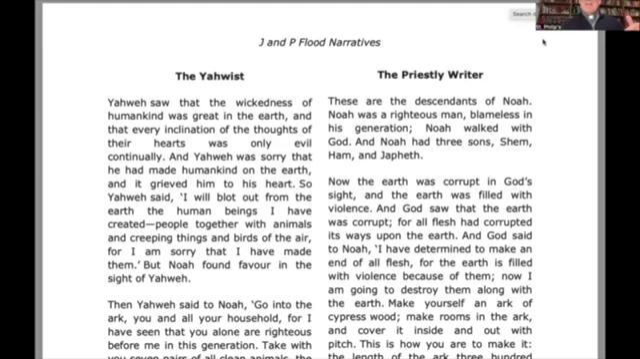You can read through the Yahwist version and it makes sense. It coheres as a story. And you can do the same with the P version. And that's evidence for this source theory, that there are really two different stories that were woven together. So what are the differences?